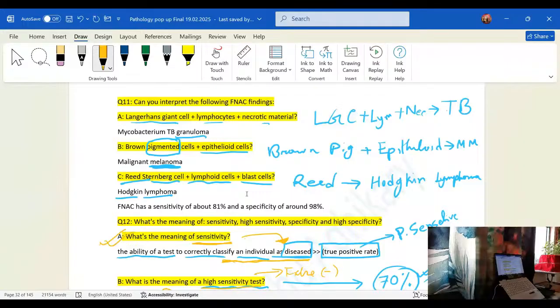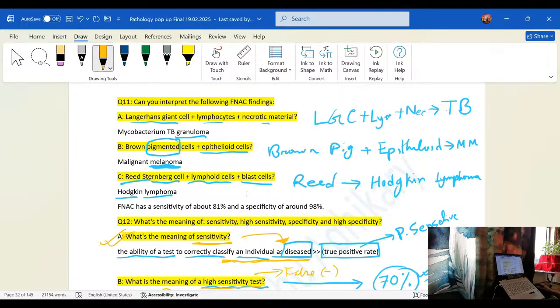Langerhans giant cell, lymphocyte, necrotic material: tuberculosis granuloma. Brown pigmented cell with epithelial cell: malignant melanoma. Reed-Sternberg cell: Hodgkin's lymphoma.